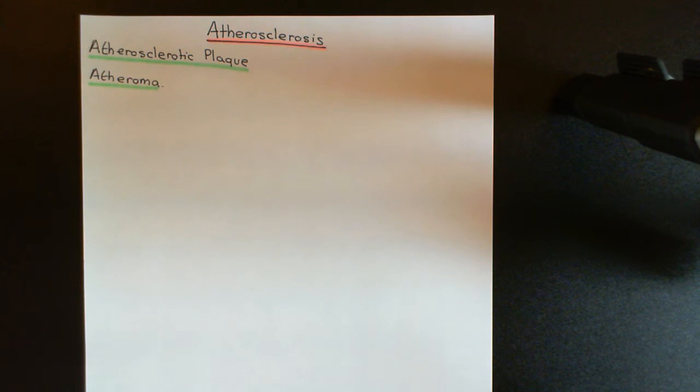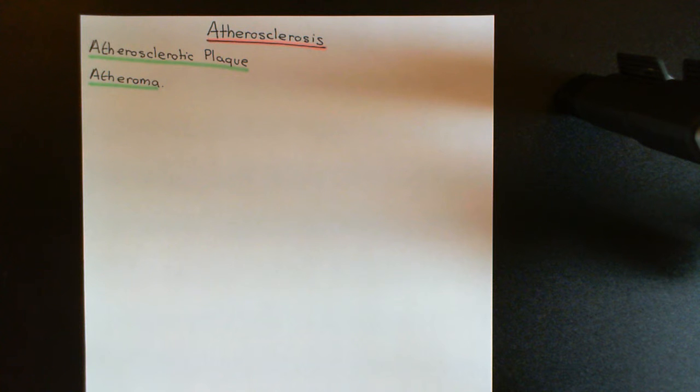It's this mass in the wall of an artery. However, you want to know more about it. What's the structure of this mass? We will see that in the video. So we are going to look at the development of atherosclerotic plaques. Where do they come from? How do they form?